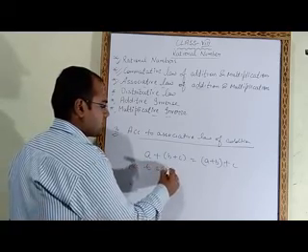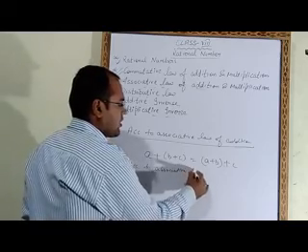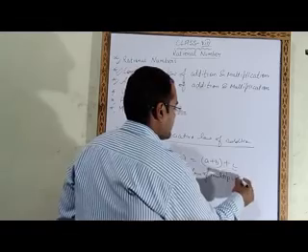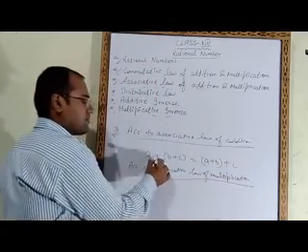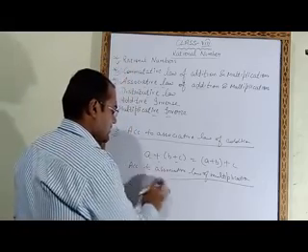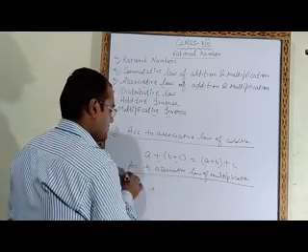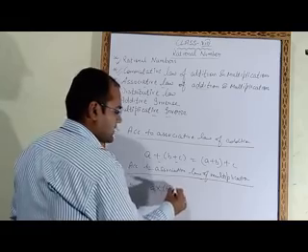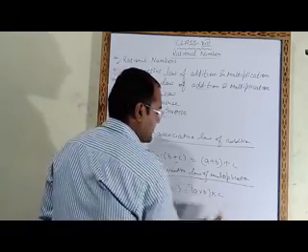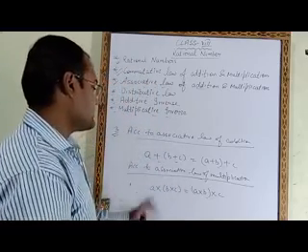In the same way, according to the associative law of multiplication, what you have to do? Instead of the addition sign, we have to take the multiplication sign. That means (A × B) × C is equal to A × (B × C). So this is the associative law.